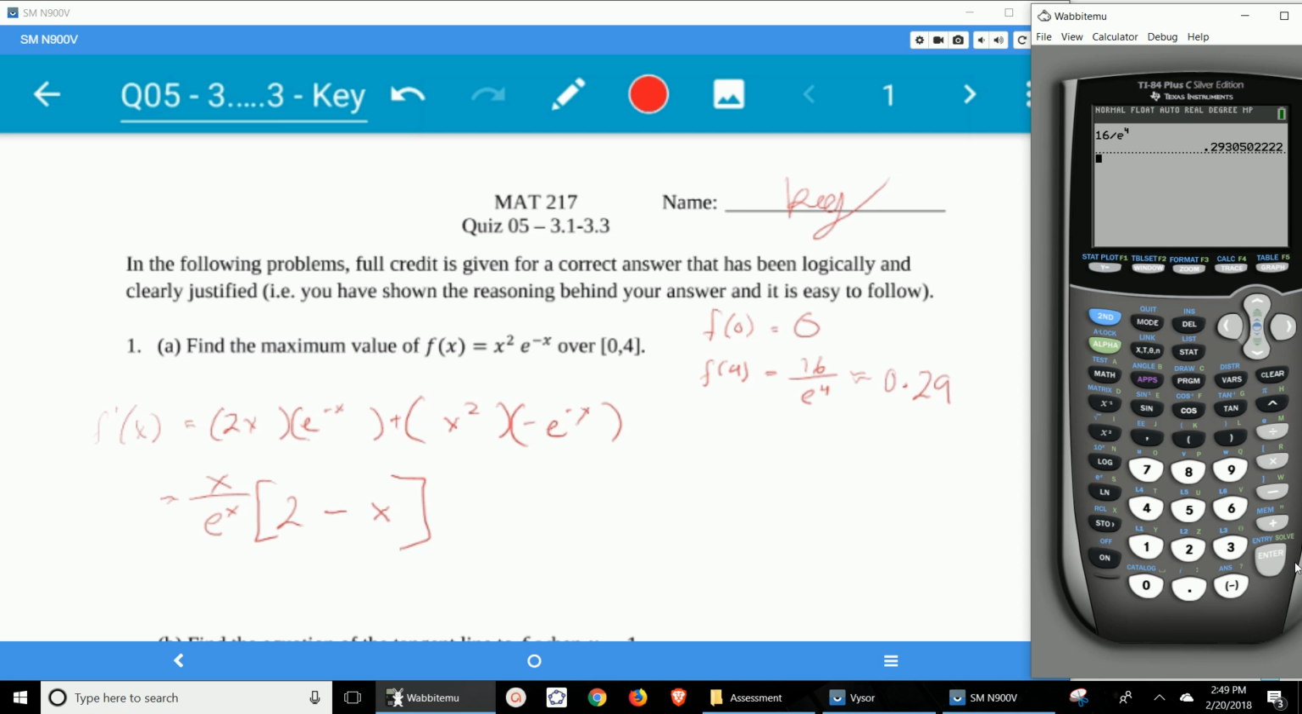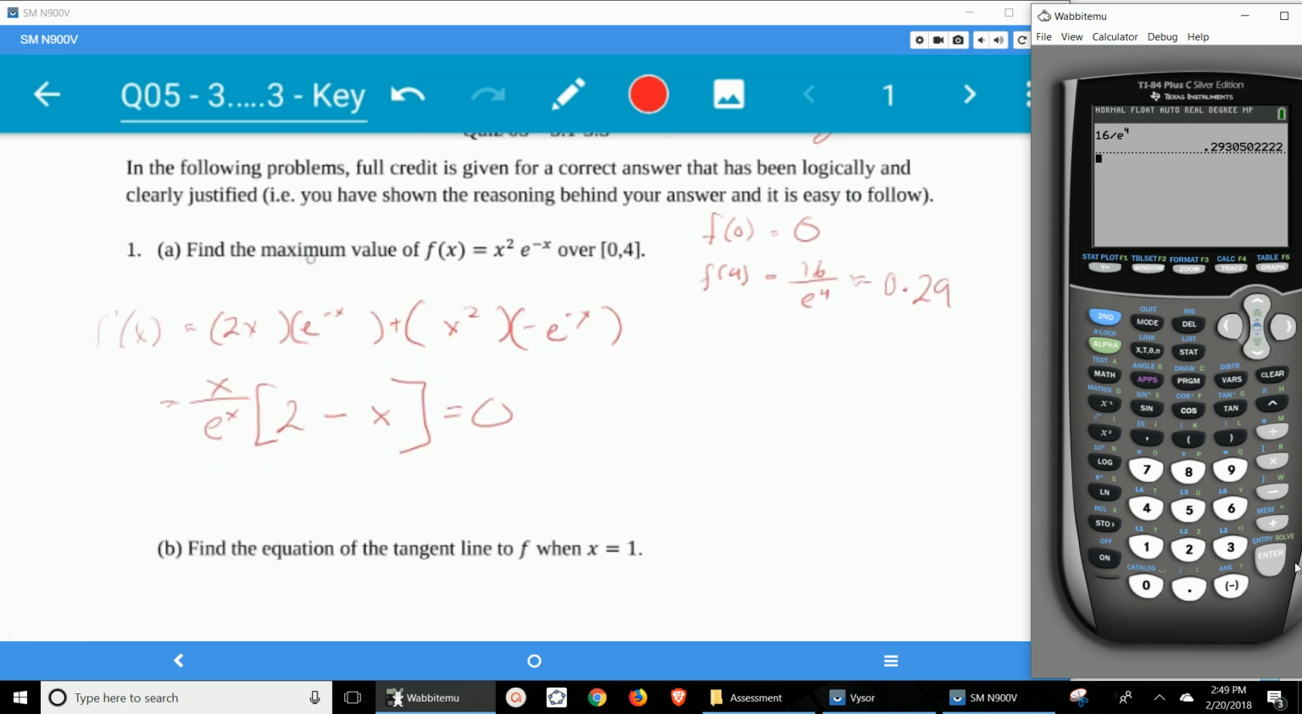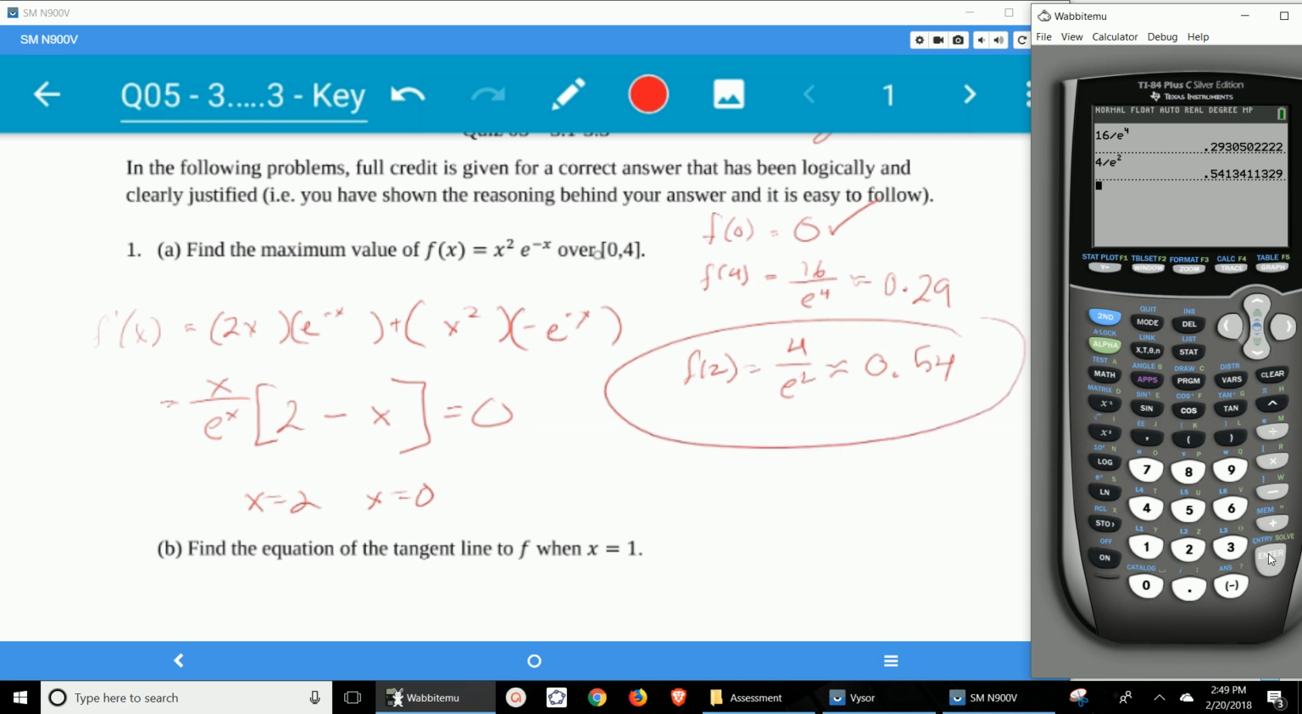Okay, so if this is 0, which is what we want to have an extreme value happen, one possibility is that x is 2 and the other is that x is 0. And we've already got the x is 0 thing done, so we just need to do f of 2. So that would be 4 over e squared, which is 0.54. So this one wins. That's your absolute maximum of this function over that interval.